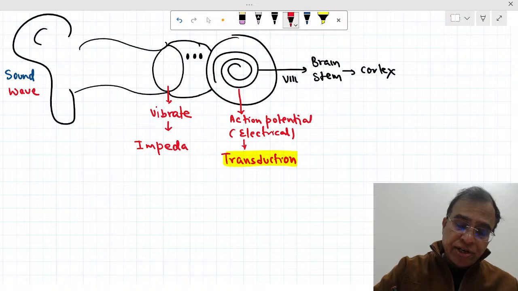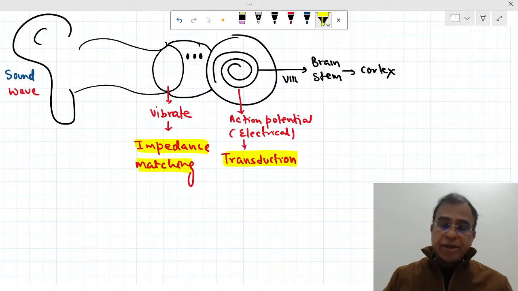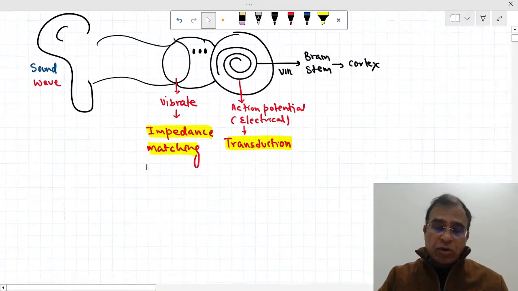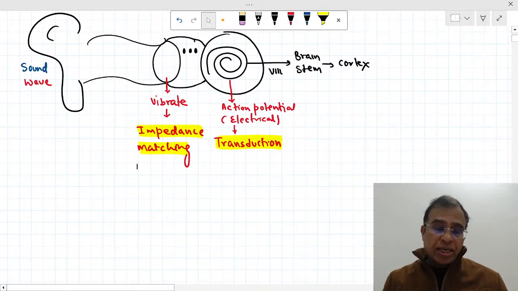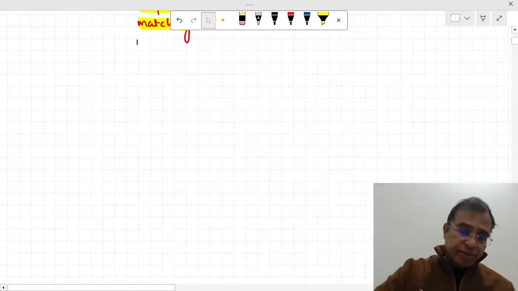So, the function of the middle ear is impedance matching, and the function of the inner ear is transduction. So, please guys, remember these two very important things. Okay, so, a brief physiology. With this background, I'll start with the anatomy of the middle ear. I'll draw a similar diagram once again.